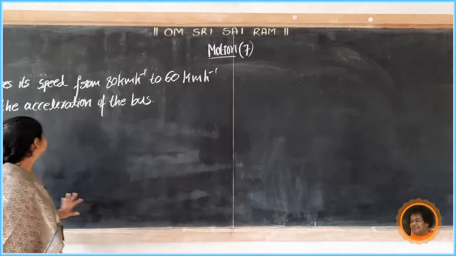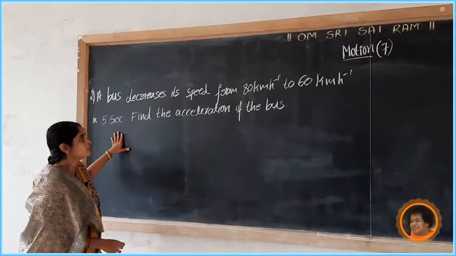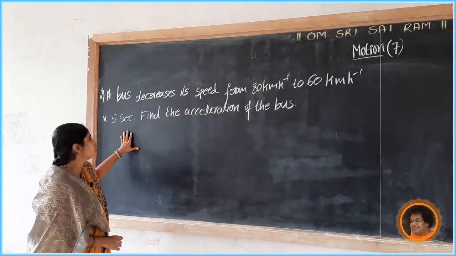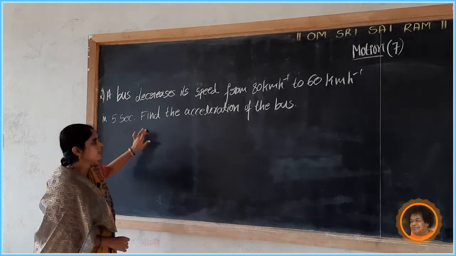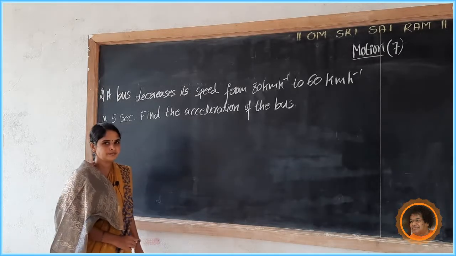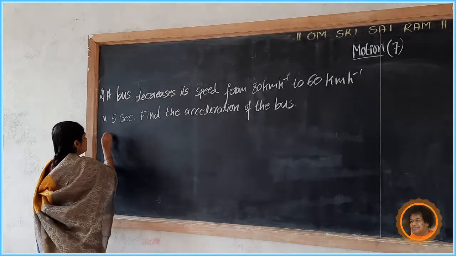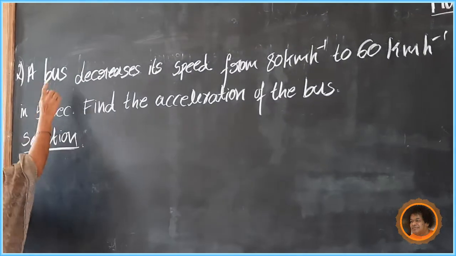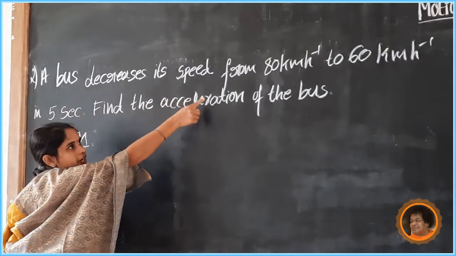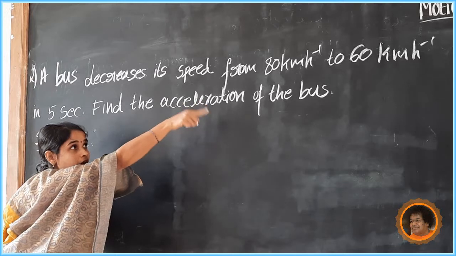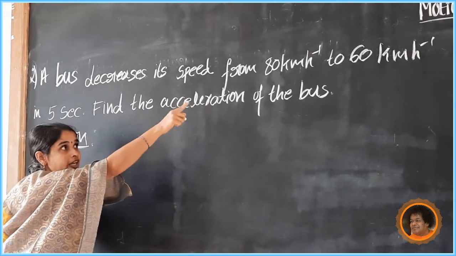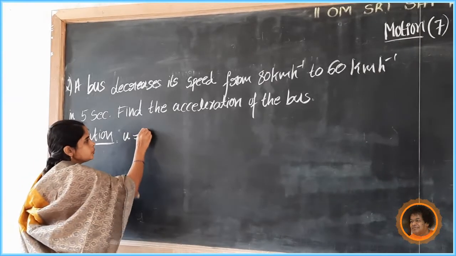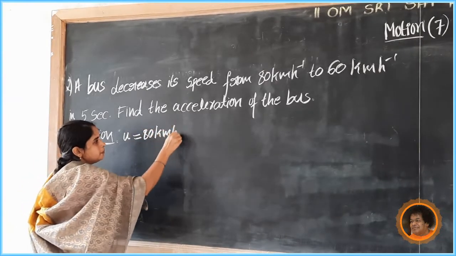Okay, second problem. A bus decreases its speed from 80 km per hour to 60 km per hour in 5 seconds. Find the acceleration of the bus. First write the data. Solution: a bus decreases its speed from 80 km per hour to 60. So 80 km per hour is the initial velocity, U equals 80 km per hour.